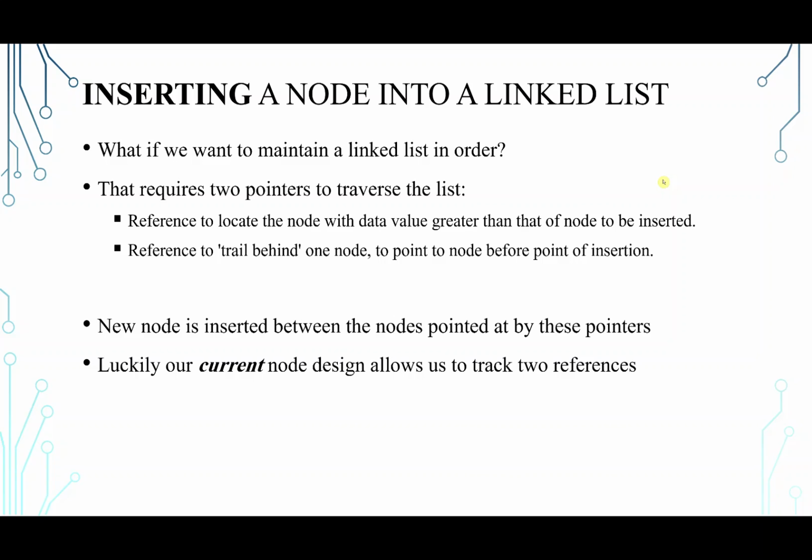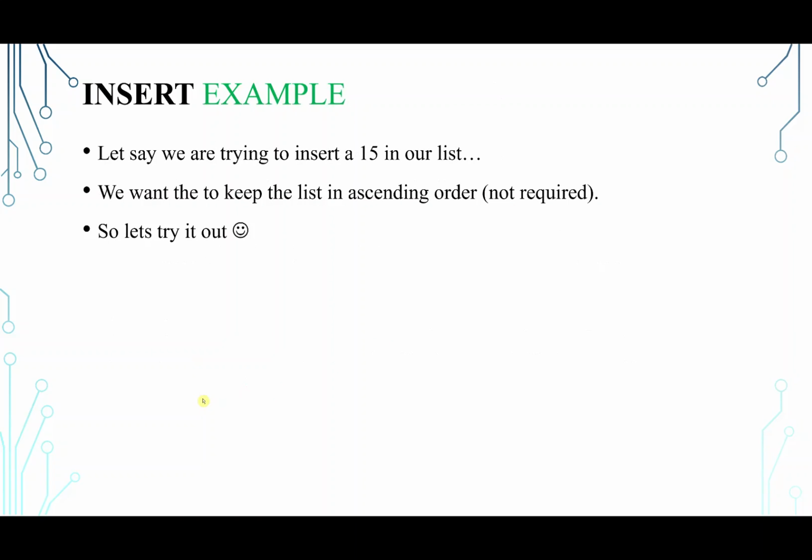So the new node is inserted between the nodes pointed to by those 2 references. Luckily, we have our current node designed to allow us to track 2 references. So here's an insert example. Let's say we are trying to insert 15 in our list. We want to keep track of the list, and we are going to maintain our list in ascending order. So let's try this out.